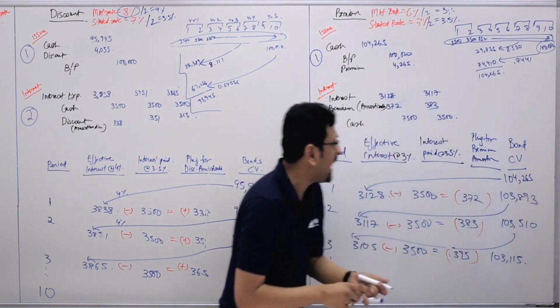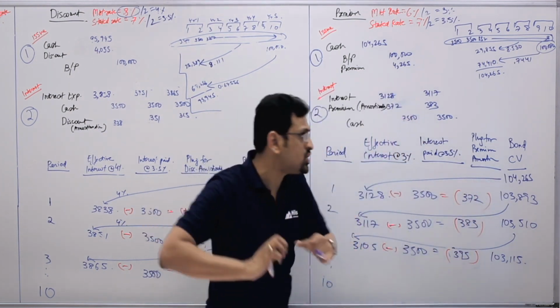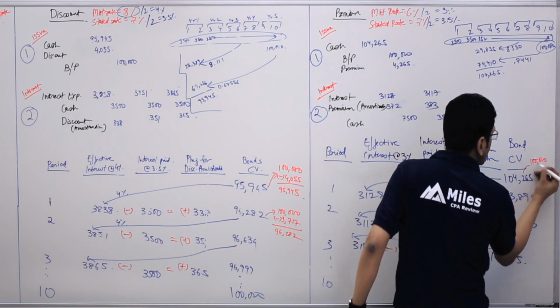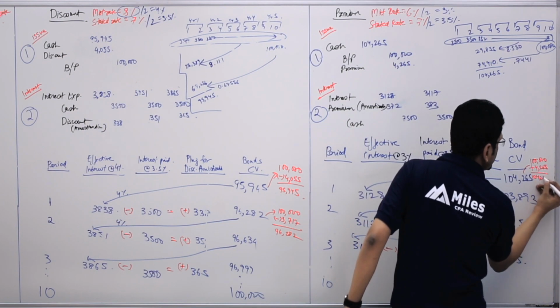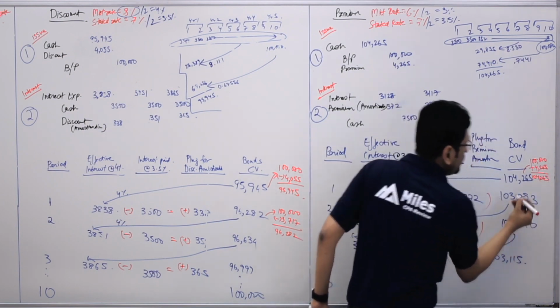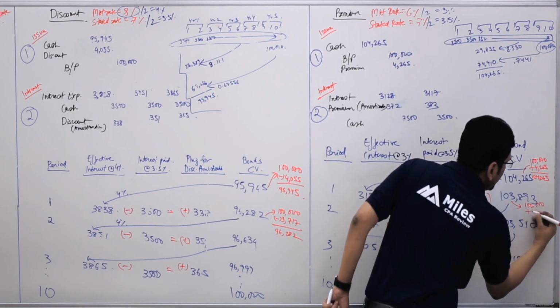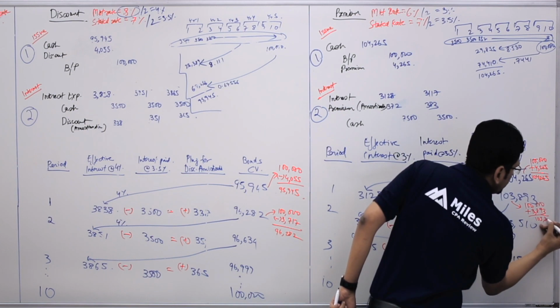So guys, bond carrying value. When the bond carrying value was 104,265 when we issued the bond, the bonds had a face value of $100,000 plus premium 4,265 give you 104,265. When it was 103,893, the face value was $100,000 plus premium of 3,893 gave you 103,893.